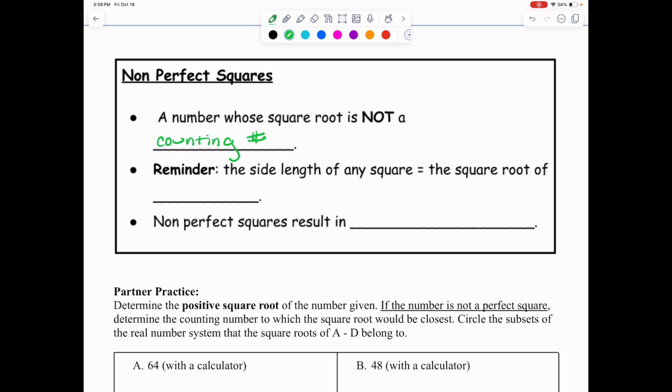Reminder, the side length of any square is always equal to the square root of its area. And non-perfect squares, because of this, not getting a counting number and getting this long decimal that doesn't end and doesn't repeat, you're always going to result in an irrational number.